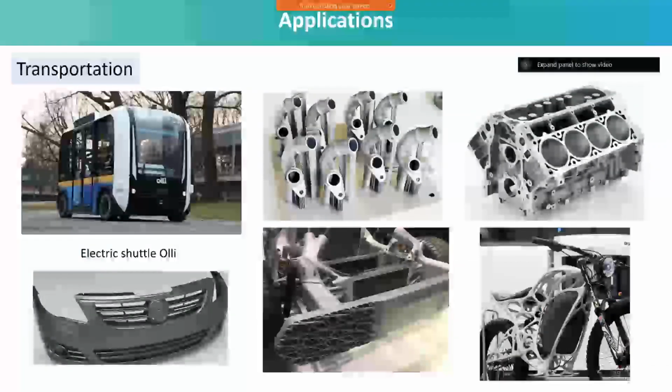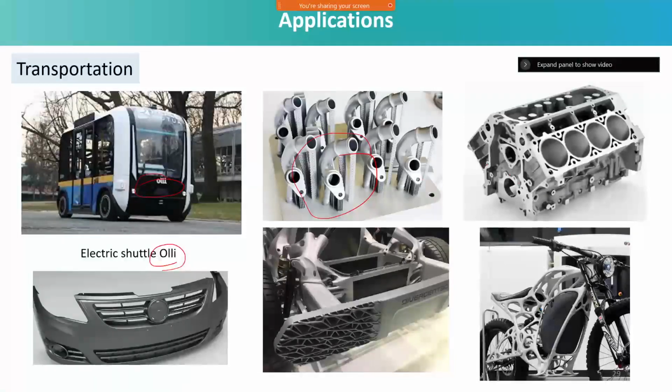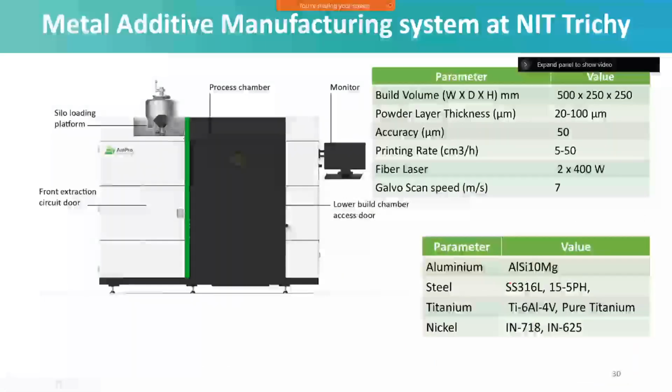And in transportation, this shuttle Oli is a classic example of a completely 3D printed e-bus, an electric minibus where all the components are printed using 3D printing technology. Even for small batch production, you can think about using 3D printing. An entire engine casing can be built, the front shielding and this kind of chassis, and the entire chassis of the bike can also be built using 3D printing.